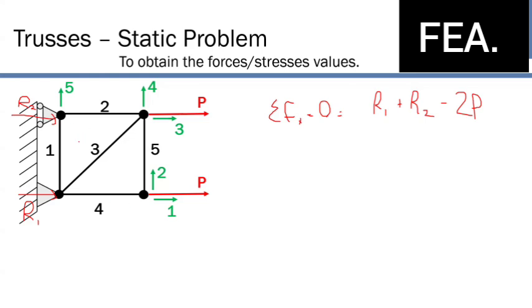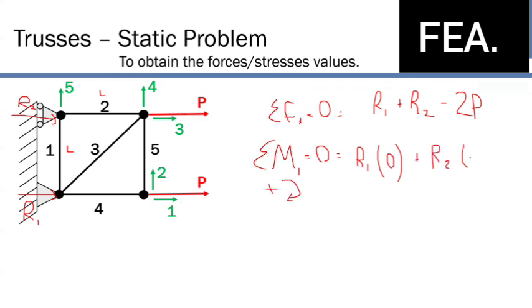So we're going to take moment equilibrium at joint 1. We're going to take the summation of moment around joint 1 equals 0. Assuming all of these beams are of length L respectively, the moment from the bottom force obviously is going to be 0 because it's exerted at the point itself. So it's going to be R1 times 0. And remember, for moment we have counterclockwise as positive, plus R2 times L plus P times L.